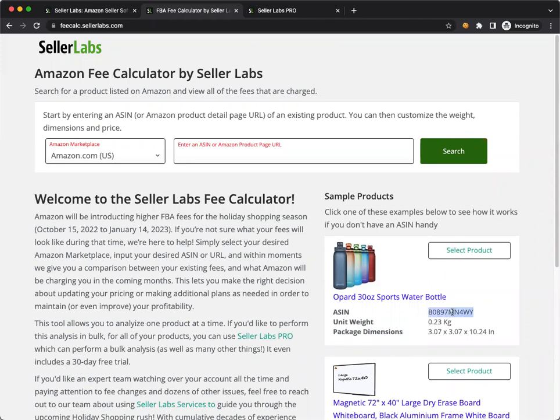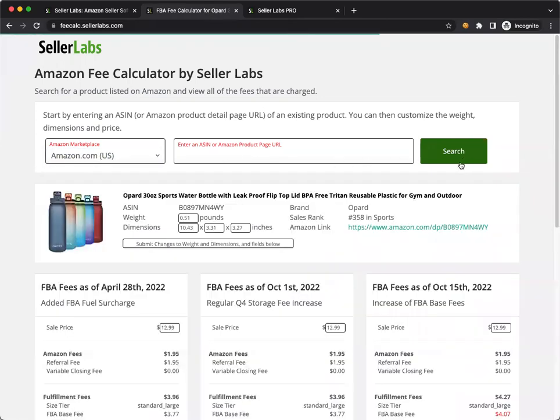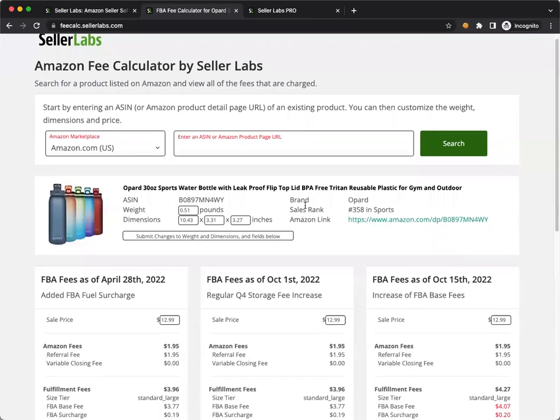I'm going to use this water bottle as an example, but you can put in any ASIN here or just copy the whole Amazon product detail page if you like. And you can do this for any of the Amazon marketplaces. I'll just show you how it works here. So we pull in pretty quickly all the product information that's relevant to calculate the fees. Mainly that is the category it's in, as well as the weight and dimensions of the product.